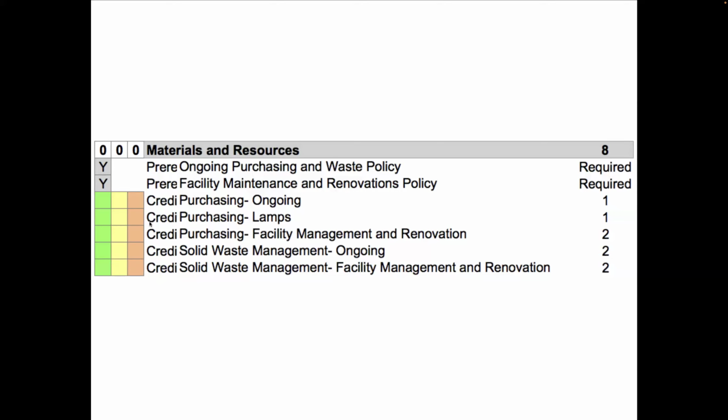So they really were trying to get people to transition to low mercury lamps, and LEDs obviously are a great alternative. And again, you're purchasing, whatever you said you were going to do in the policy, are you actually doing it and can you prove it? Again, you get points there. And solid waste management, again, this is more like a waste audit. And then facility management renovation, again, what are you doing with the waste when you do that renovation? So we're going to go into that.